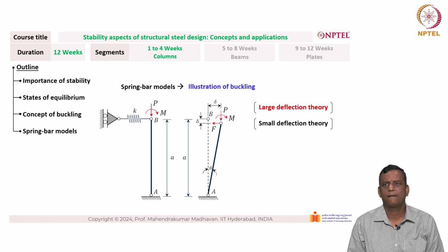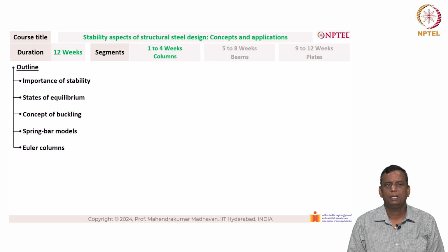mathematics. So, we will talk about large deflection theory, small deflection theory, and then how it leads to the equation of equilibrium path and the equation of limit state of stability. Then we'll talk about Euler columns. How an understanding of Euler columns is extremely important for us.